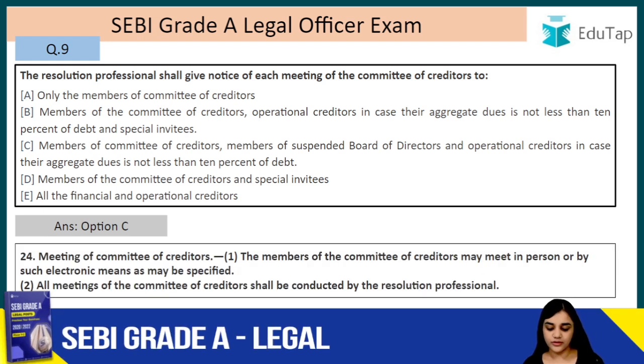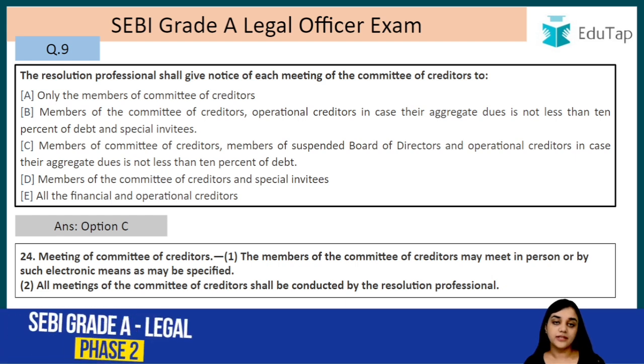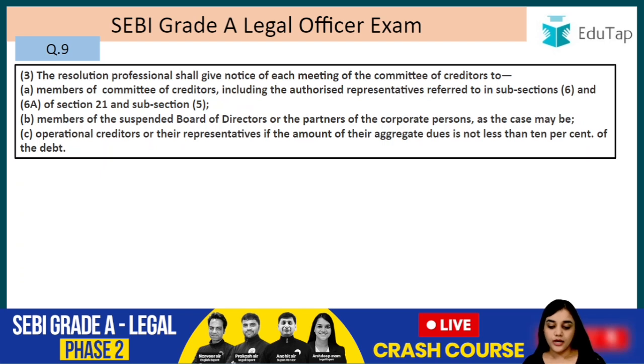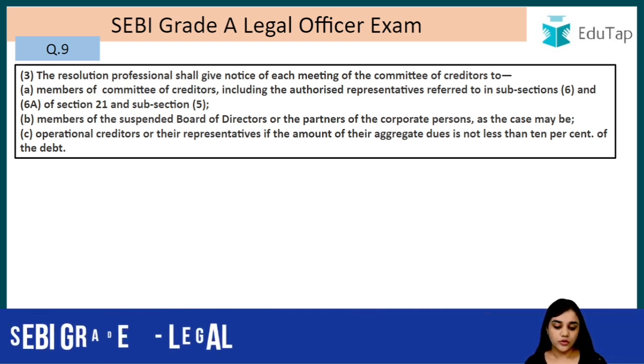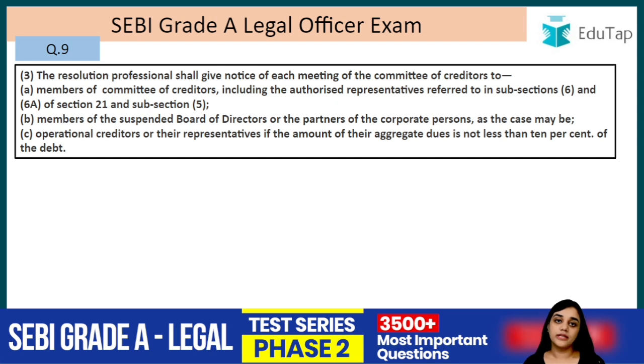Let's understand this section. This is section number 24. The members of the committee of creditors may meet in person or by such electronic means as may be specified. All meetings of the committee of creditors shall be conducted by the resolution professional. So this will be conducted by whom? The resolution professional. The resolution professional shall give notice of each meeting to members of the committee of creditors, including the authorized representatives referred to in subsection 6 and 6A of section 21. So the members of the committee will be given this notice, and their representatives as well.